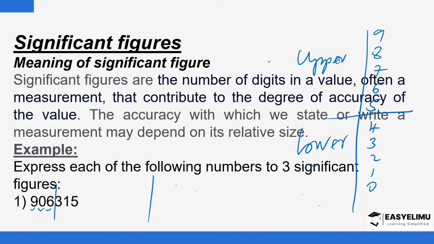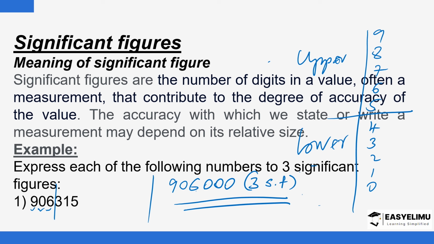So we have 9066000. Nothing happens to 6 because the digit 3 is not in the upper category. And of course, the digits after the cutoff line will reduce to zeros. So this is how many significant figures? 3 significant figures. You see? So 906 are thousands, 3 significant figures. So again, you count just the same way we did the previous one. We still count from left as you move to the right.